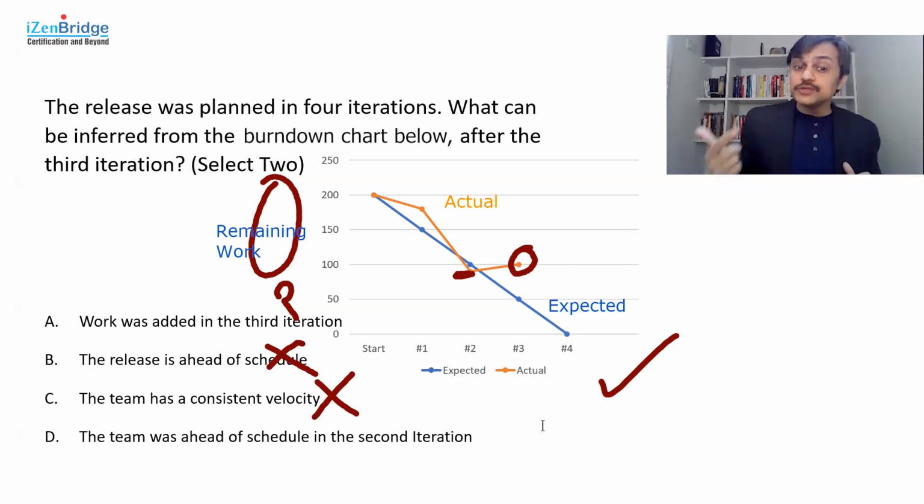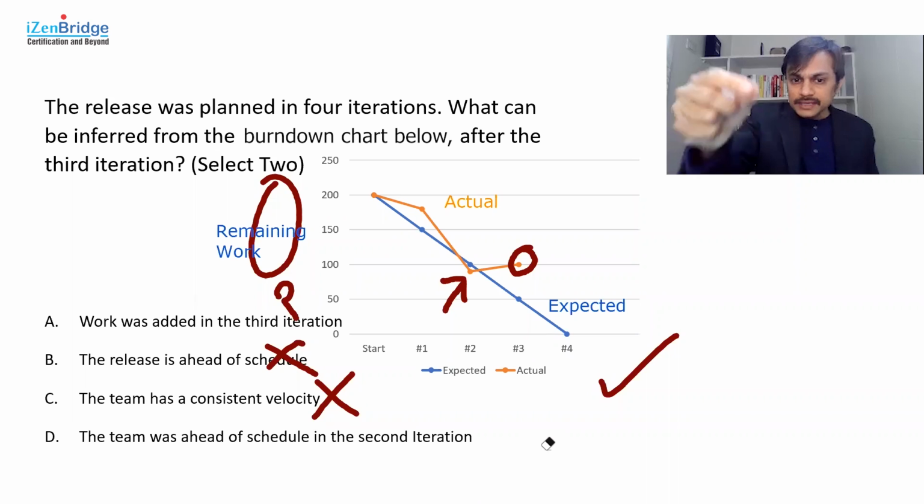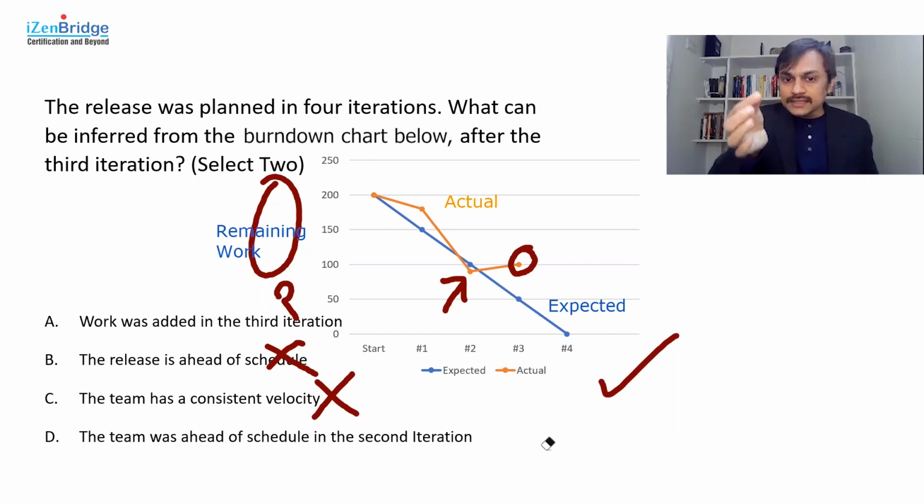The team was ahead of schedule in the second iteration. That seems to be clearly visible, because at the end of the second iteration, the remaining work was less than the anticipated, or expected, work. You can see this actual point was below in the second iteration. So at the end of the second iteration I was ahead, but at the end of the third iteration I am far behind. Something is happening here which is not very clear, but I can definitely say this information is true.